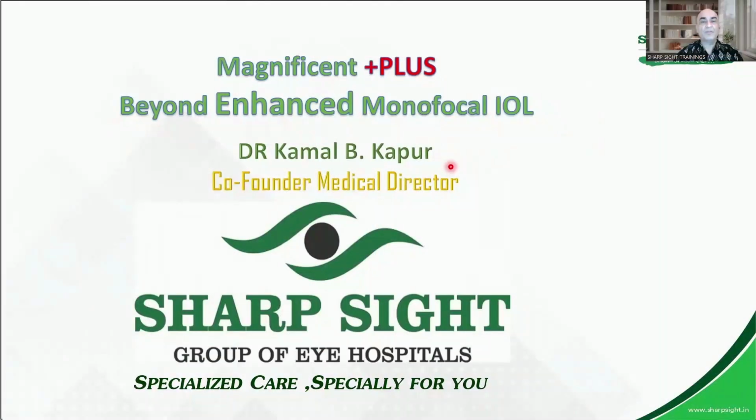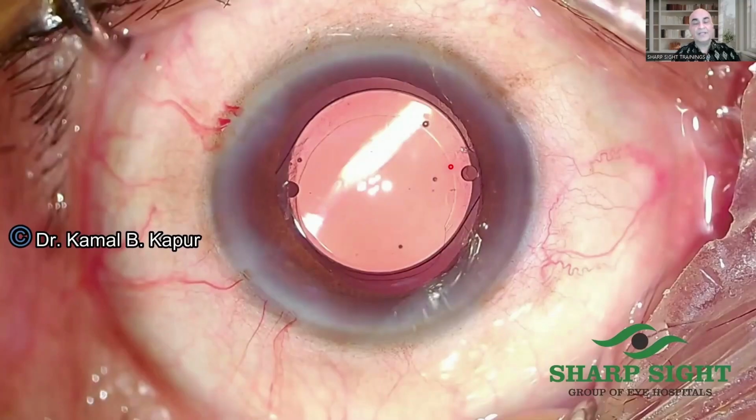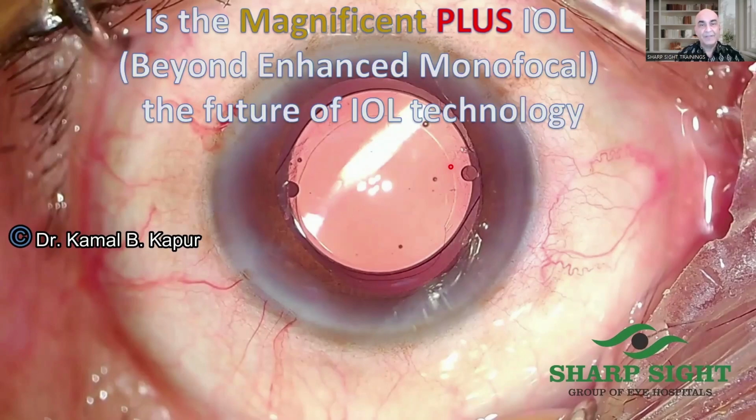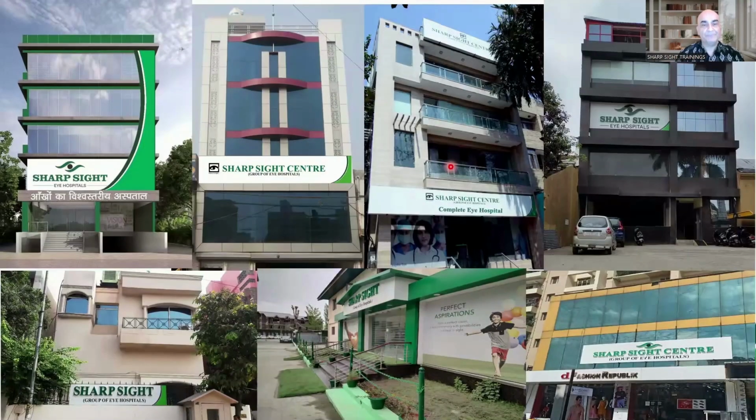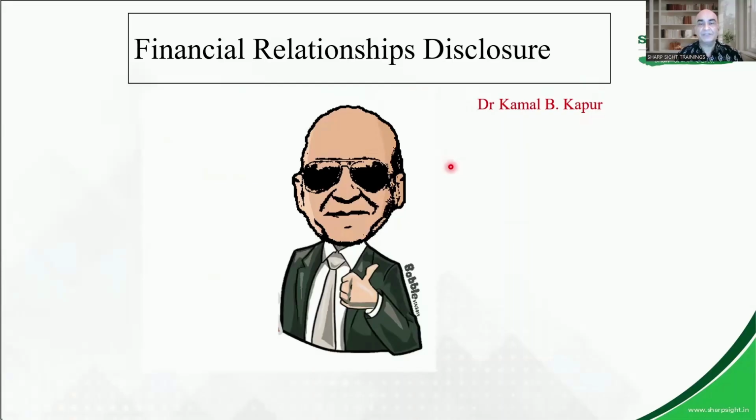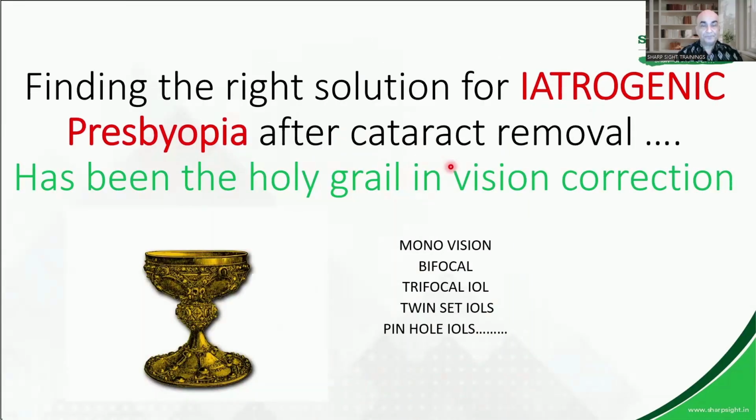I'll be talking about the Magnificent Plus and our experience, and also what it means to have a beyond enhanced monofocal IOL. This is a lens which we have been using for nearly over 2.5 years, the predecessor of the Magnificent IOL, and this is a new model called the Magnificent Plus. We've done more than 7,000 lenses of the Magnificent IOL. Now, we will compare both of them and share our experience with them. There are no commercial declarations here for this particular product.